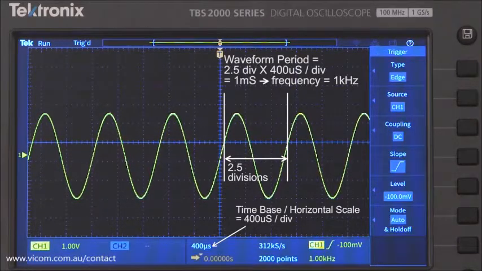This equals 1 millisecond. And once you have the period, you can calculate the frequency because it's the inverse of the period. In this case, the math is pretty easy again. A 1 millisecond period translates to a frequency of 1 kilohertz.